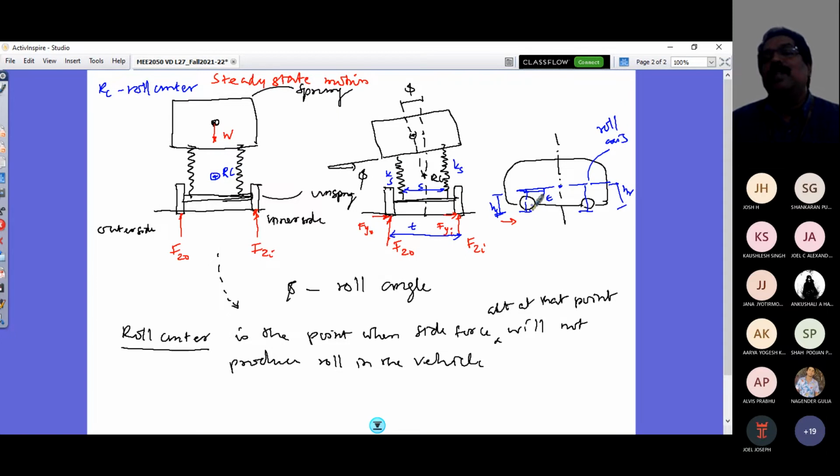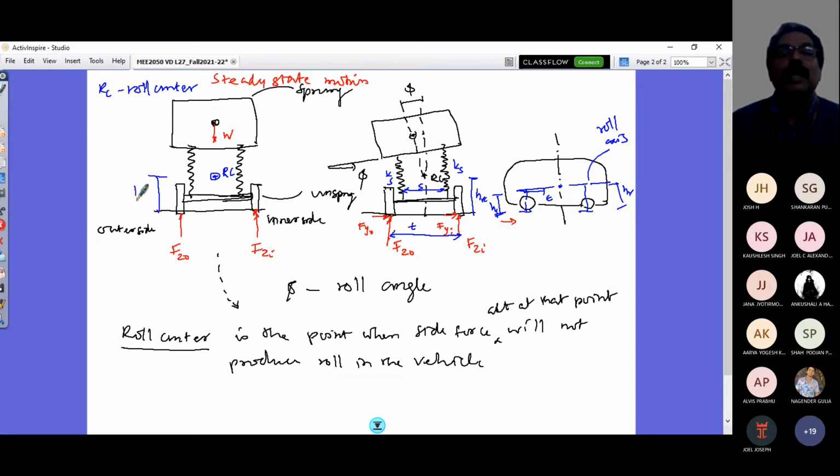Instead of this, if you take a passenger car with an independent front suspension, you would take t there instead of s, and proceed. But for ease of derivation, I'm considering this van type vehicle, where the front and rear suspensions are separated by distance s. My roll center is located from the ground at a height HRC.